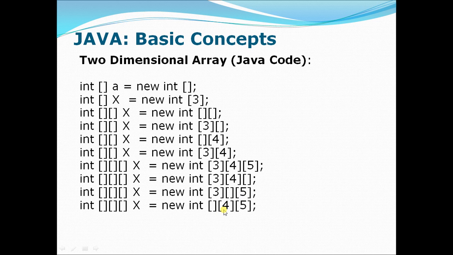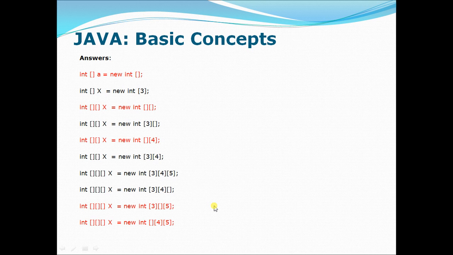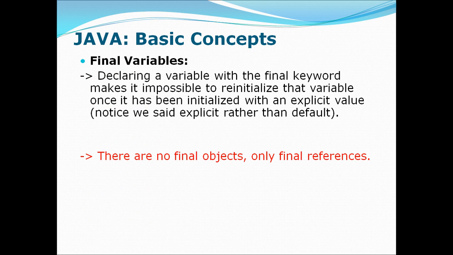What is the last one? Wrong. Why? Because again the same problem. Okay, so this is your result which we saw last class. Yeah, so again we have seen final.